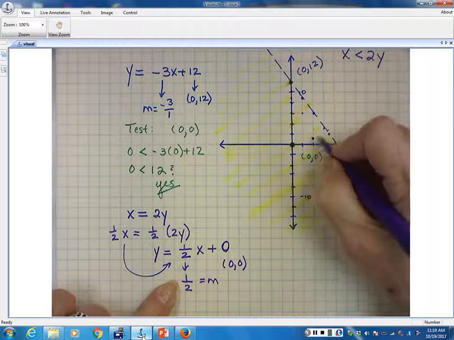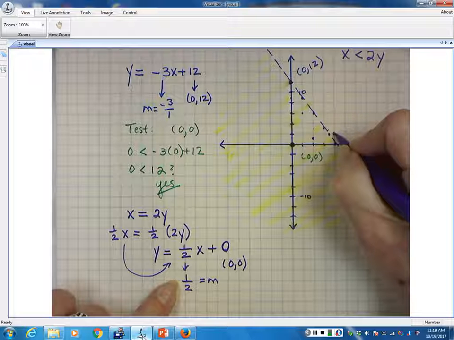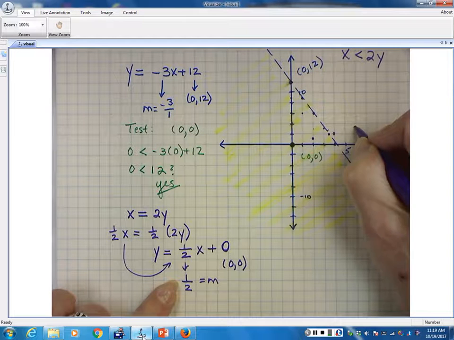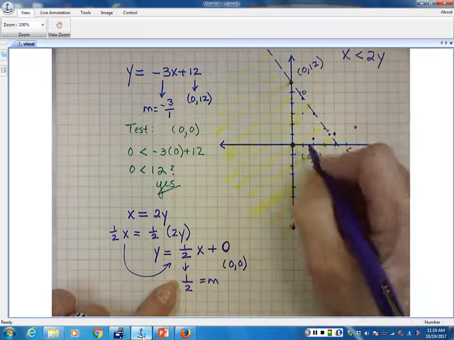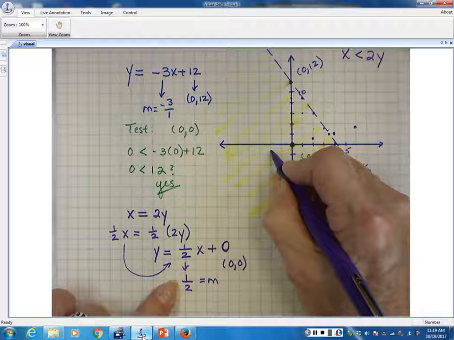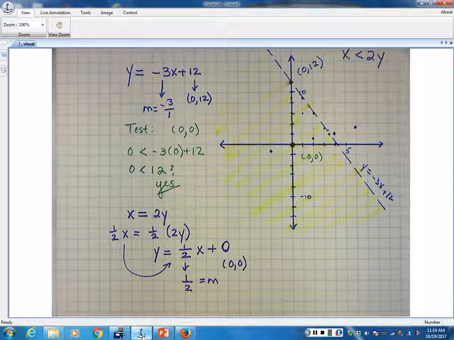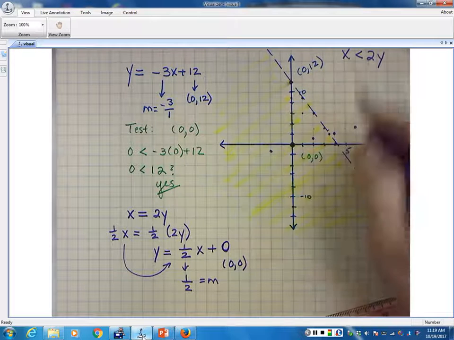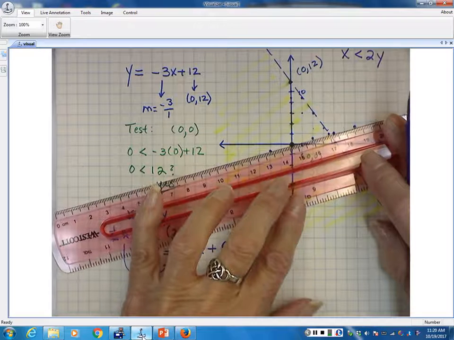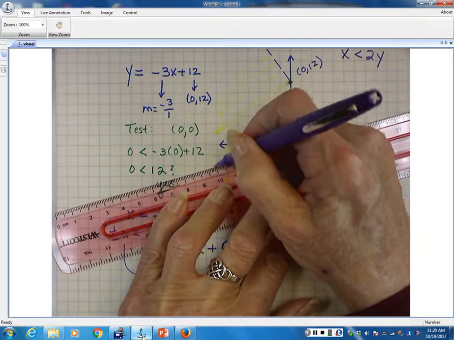Let's see. That should have been right there. So then I'm going to go up 1 and right 2. Or I could just as easily have gone down 1 and left 2. That just means I'm going negative and negative. And since this one also is less than, I'm going to make a dashed line.